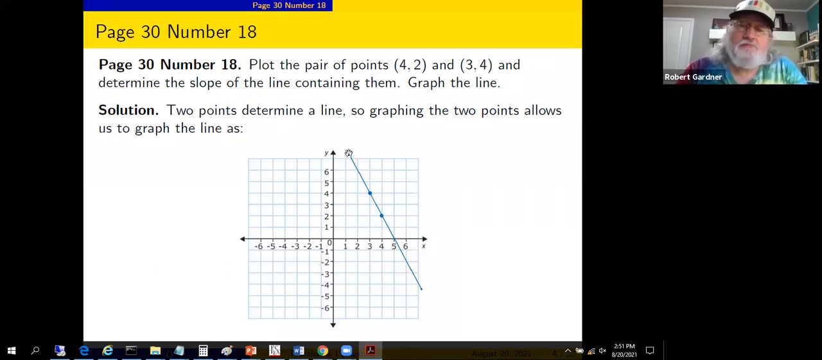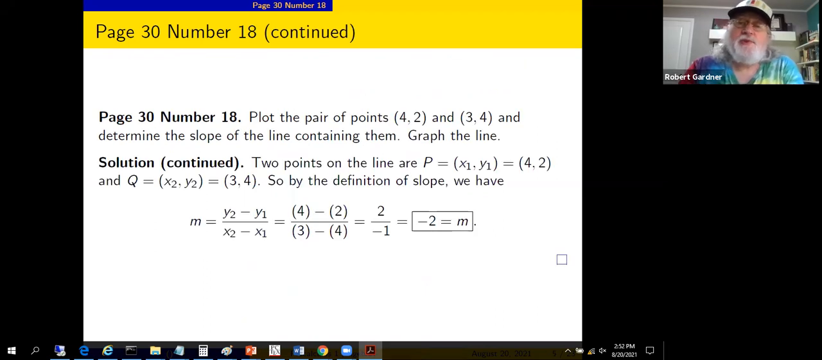Having 2 points, I know what the line looks like. There it is. So the points are plotted. There's a graph of the line. They also wanted the slope of the line. Okay, well, we got 2 points. 2 points determine the slope. So here's the graph. Next, we'll use those 2 points, 4, 2, and 3, 4, to find the slope.